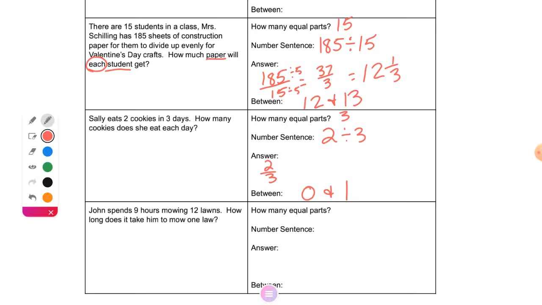The last one, this is one where our keyword isn't there and there was a typo. How long does it take him to mow one lawn? Sometimes with our second strategy, the words aren't there. Could I rephrase this and say, how long does it take him to mow each lawn? Is that saying the same thing? I'm not changing the question, am I? No, so it's still time divided by lawn, so this would be 9 divided by 12. So that reduces to 3/4.